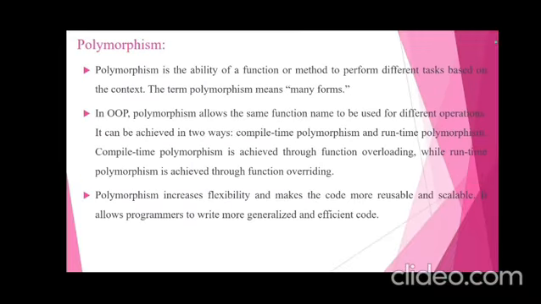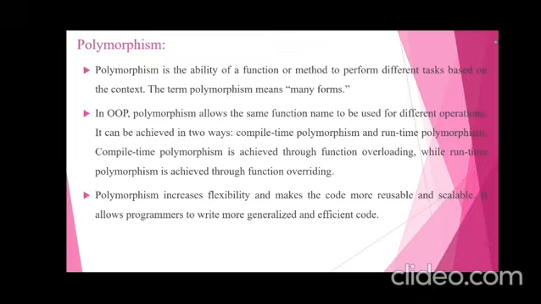So, the next one is polymorphism. Polymorphism is the ability of a function or method to perform different tasks based on the context. The term polymorphism means many forms. It means the same function or method can behave differently depending on how it is used or the type of input it receives. A single function name can have multiple forms or implementations performing different operations in different situations. So, polymorphism allows one function to perform multiple tasks, making the program more flexible and efficient.